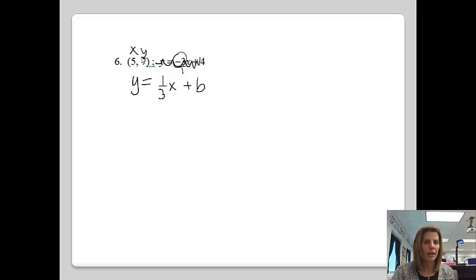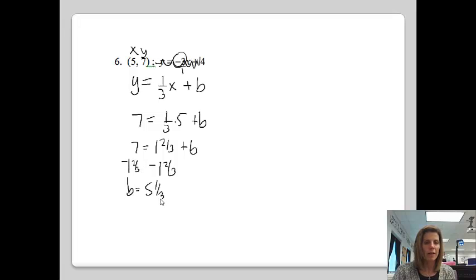Label my x and my y. I'll get 7 equals 1/3 times 5 plus b, and I'll have 7 equals 1/3 times 5 is 1 2/3 plus b, and if you're not sure with that answer, use your calculator to help you out, please. Then to get rid of positive 1 2/3, I'm going to subtract 1 2/3 from both sides. So I will end up getting b equals 5 and 1/3.